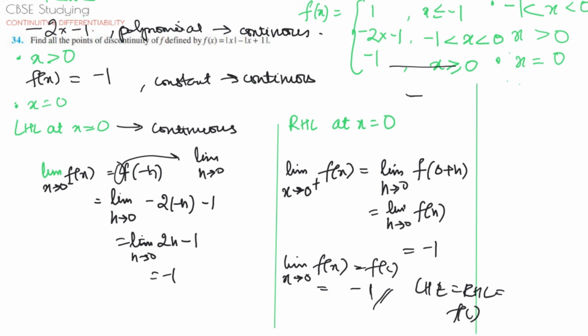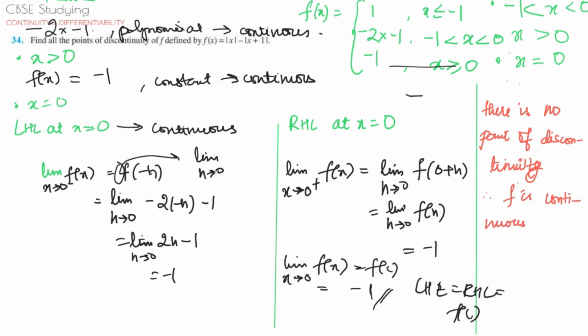So we are going to say that there is no point of discontinuity. Therefore, f is continuous for all x that are an element of R.